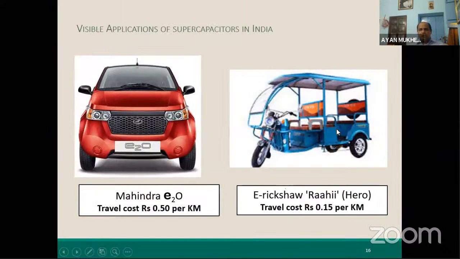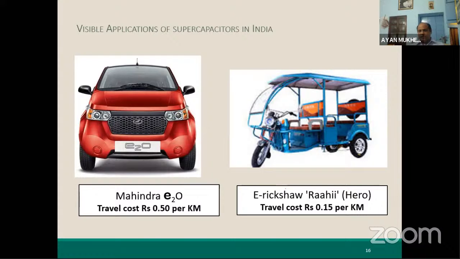Here we can see two things. One is the Mahindra E2O car that is using supercapacitor. It is one type of electric vehicle, and the travel cost has reduced to 0.50 per kilometer. So it is too low, and with the increase of the price of petrol and diesel in India, we can say this is a great savior for the user.